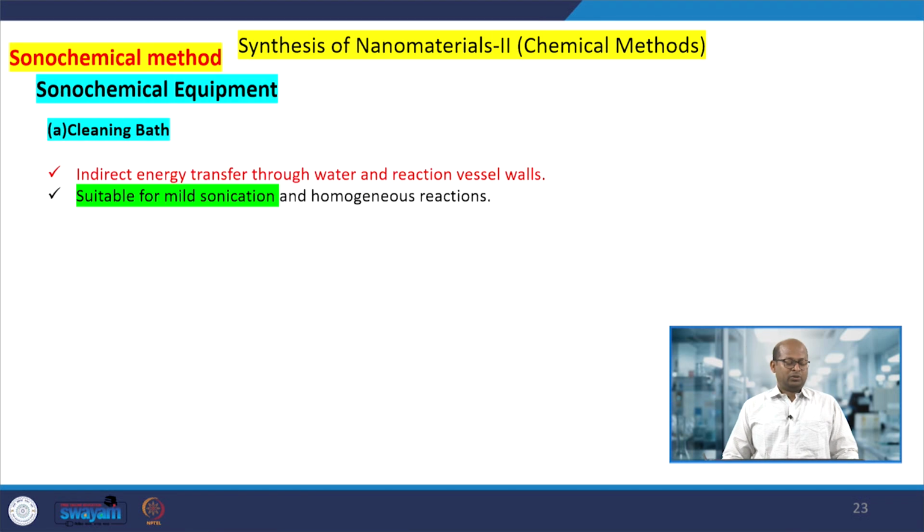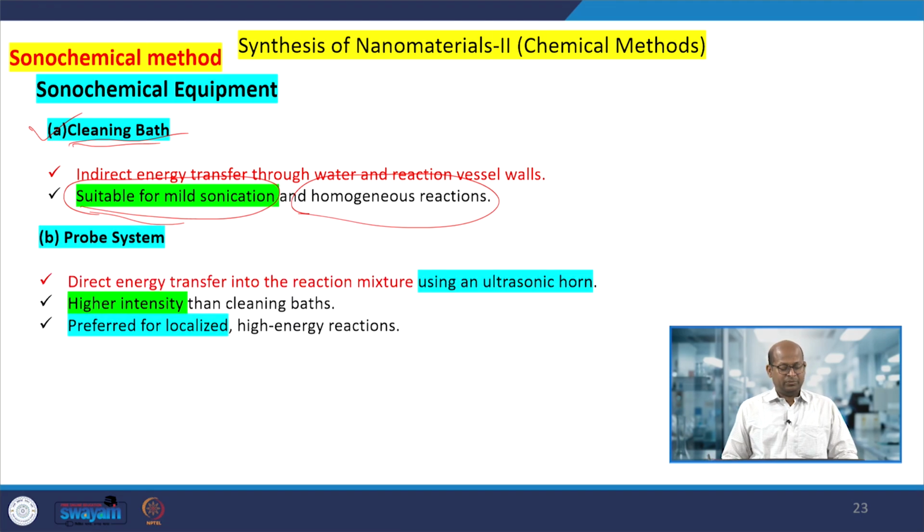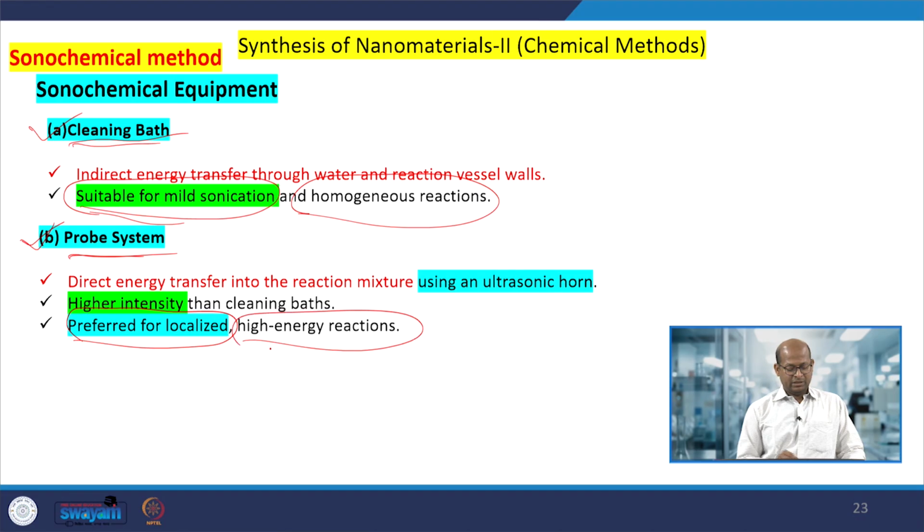Here, different types of sonochemical equipment are available. There is the cleaning bath sonochemical equipment, which is suitable for mild sonication or homogeneous reactions. We can use it for synthesis of nanomaterials, or probe types can also be used, which are preferred for localized high energy reactions. In that case there is direct energy transfer into the reaction mixture using ultrasonic horns.